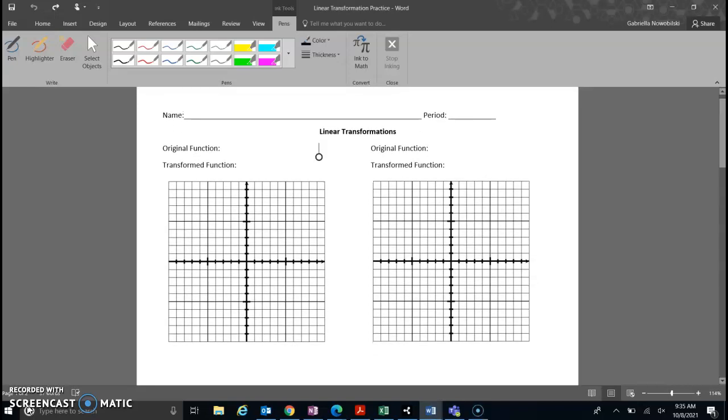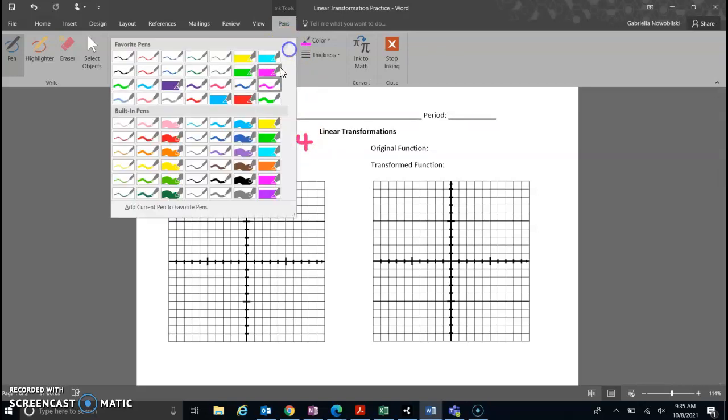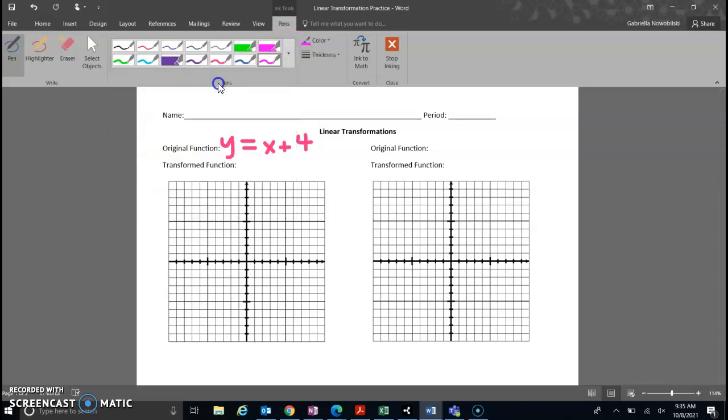So my first original function is, let's say, y equals x plus 4. I'm pretty sure you were still here when we were graphing linear equations. And again, you just start with graphing this linear equation. So again, I'm going to start with graphing y equals x plus 4. You start with this number at the end, plus 4. That's your y-intercept, so that tells you where to cross the y-axis. Before I even do any transformation, all I'm doing is graphing this original function.